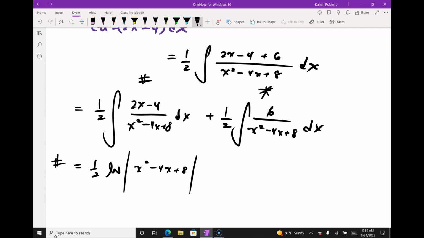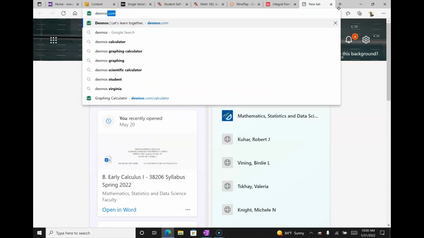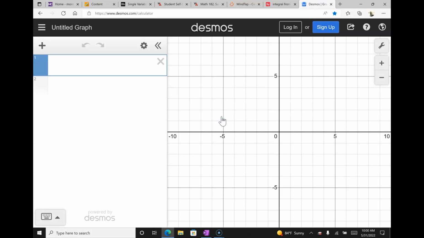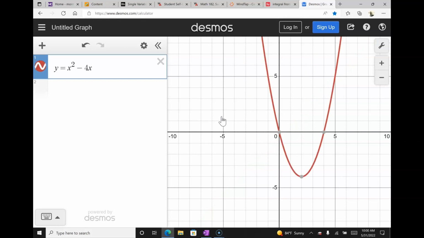And it turns out that x squared minus 4x plus 8 is a parabola above the x-axis. So I can really write this as the ln of the square root of x squared minus 4x plus 8. You with me there? Like something on my test I would do is go to Desmos and graph y equals x squared minus 4x plus 8, and I could see that that's never negative. So I don't need the absolute value, and then the 1/2 power comes in as a square root.